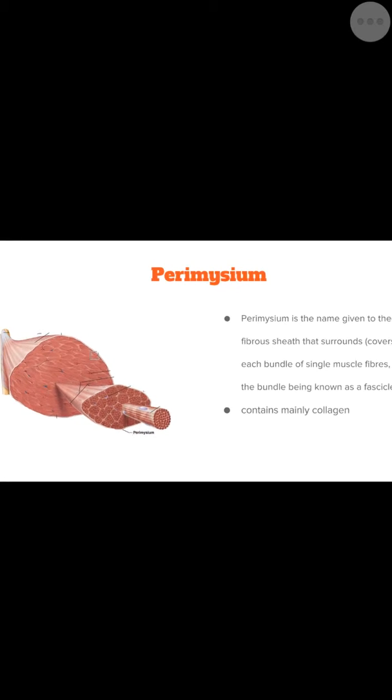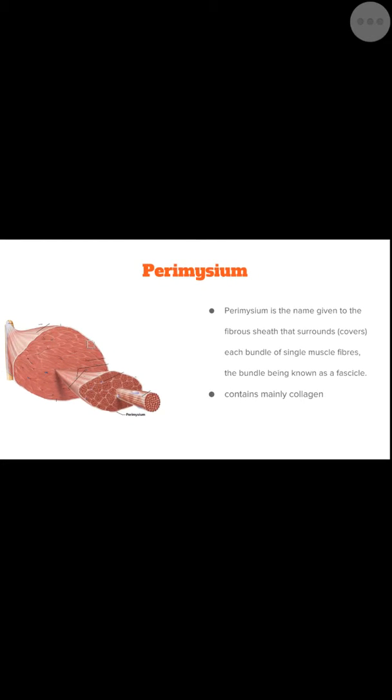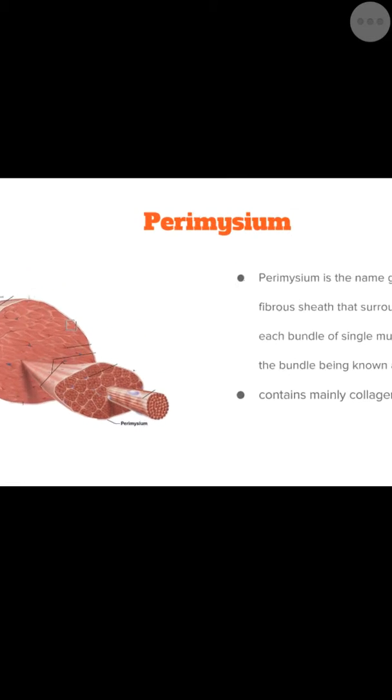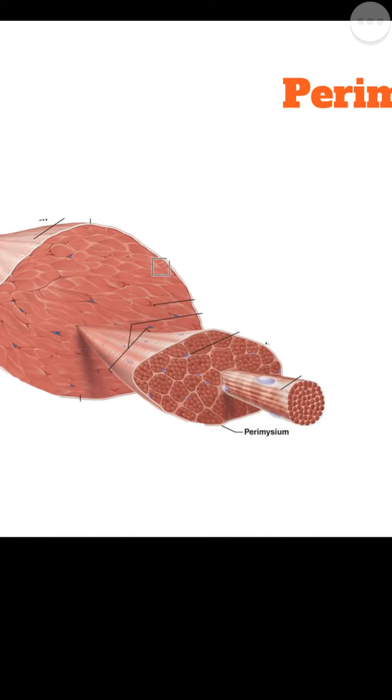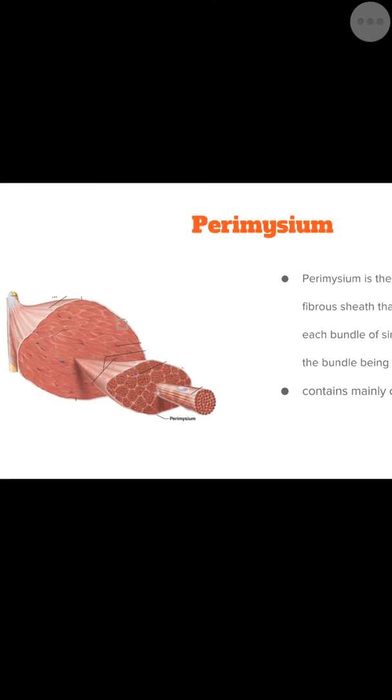Perimysium. The perimysium is the name given to the fibrous sheath that surrounds each bundle of single muscle fibers. The bundle, being known as a fascicle, contains many collagen. The perimysium is the thin layer that surrounds that little piece right there that's sticking out.